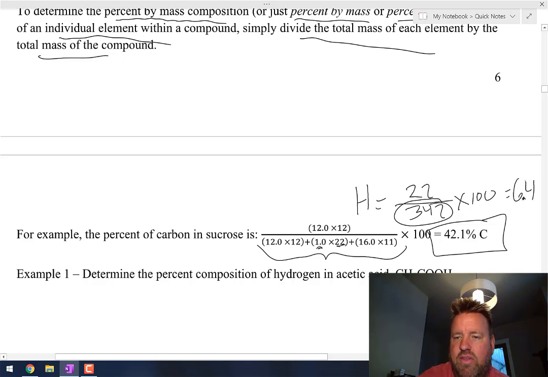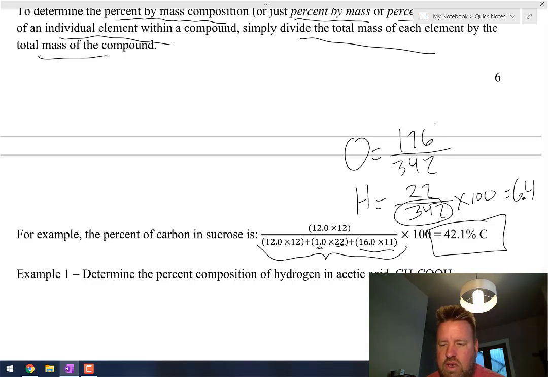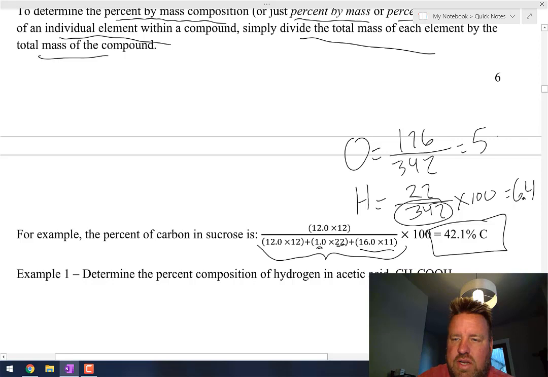If you think about it, there's two ways we could figure out the oxygen part. For oxygen, it's going to be the same thing. You're going to have 342 on the bottom. Oxygen, 16 times 11, is 176. So then we could take 176, divide by 342, times 100, and we get 51.5%.